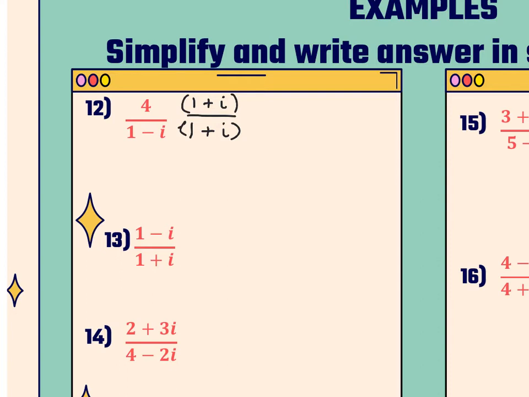So for the numerator, I just have to distribute the 4. So 4 to the 1 and 4 to the i becomes 4 plus 4i.